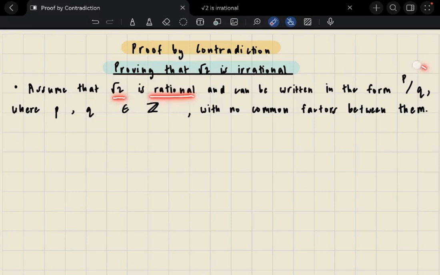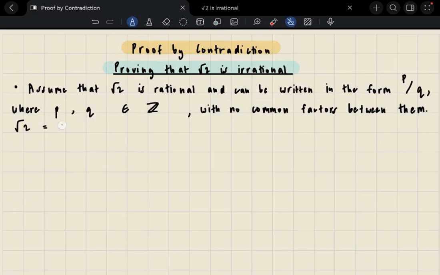and can be written in the form p over q, since rational numbers can be written as fractions, and both p and q belong to the integers with no common factors between them. This part is important, and we have to assume that the fraction is in its simplest form and basically can't be reduced. So I'm going to start by writing that square root of 2, this is the first step by the way, we're already starting.